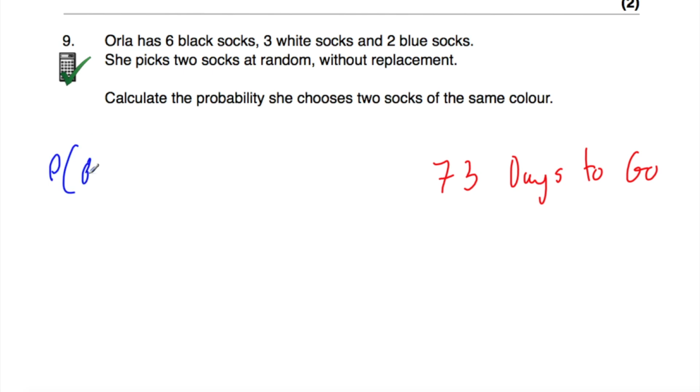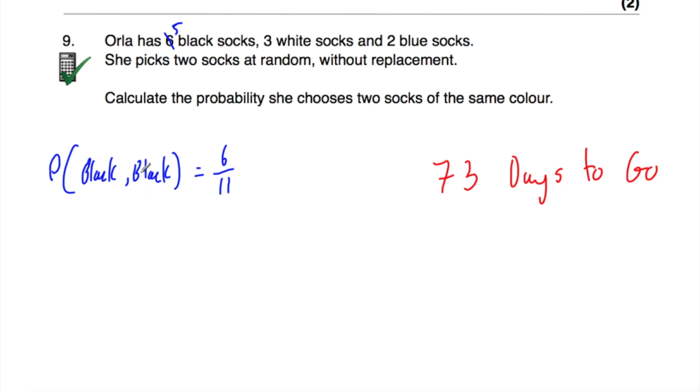So let's find the probability of a black and a black to begin with. So in terms of the first sock being black, well, let's see how many socks there are altogether. 6 plus 3 is equal to 9, plus 2 is equal to 11. And 6 of them are black. So the probability of the first sock being black would be 6/11. Now, after one of these black socks has been taken out, there'll then be 5 black socks.